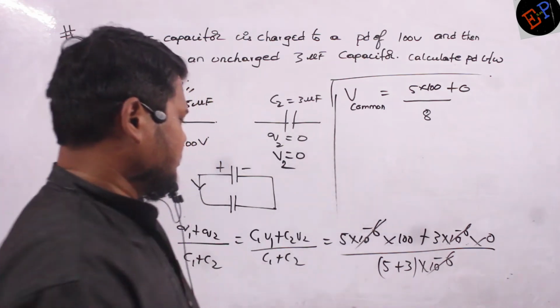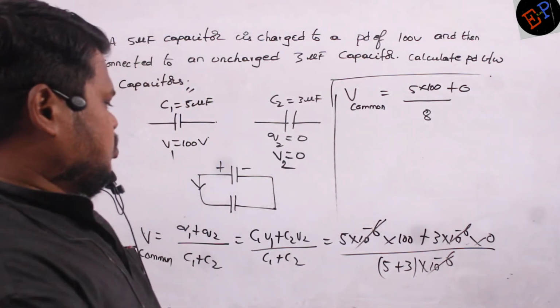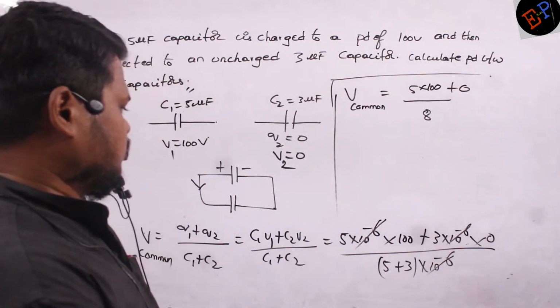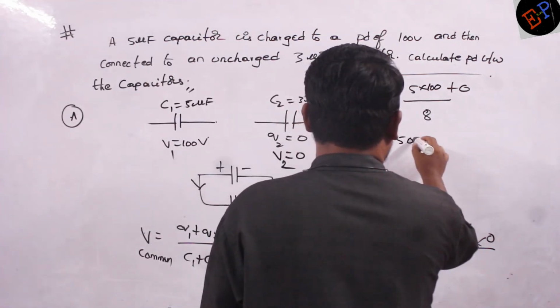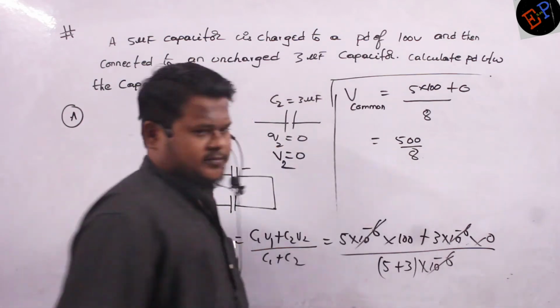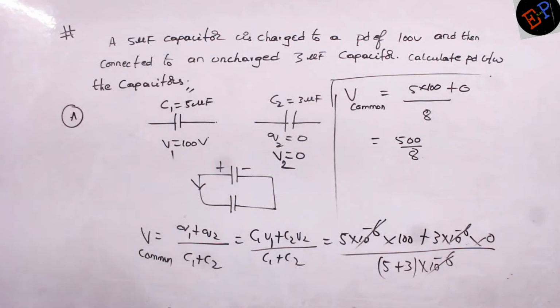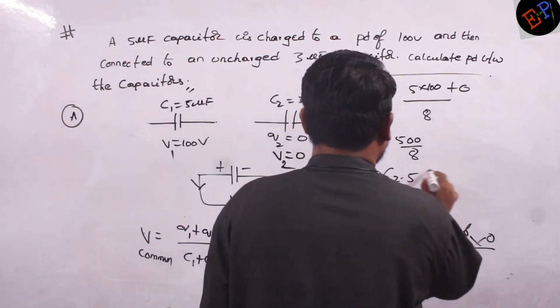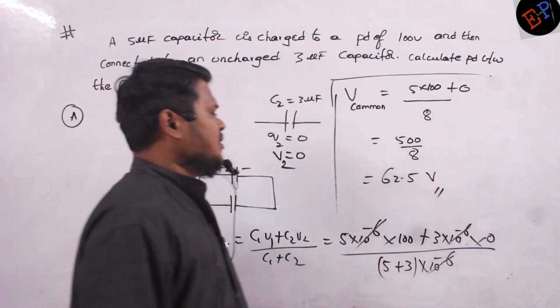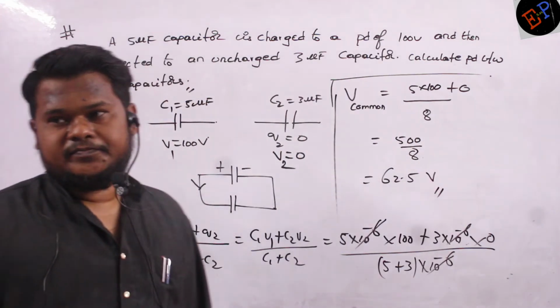Correct only, no? So it is 500 divided by 8. So the answer is 62.5 volts. That's our answer. Clear?